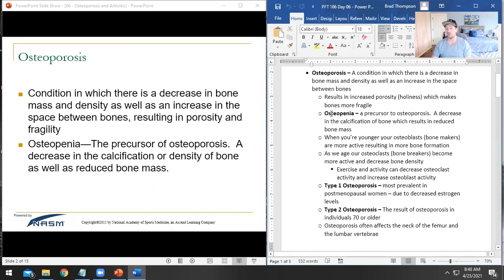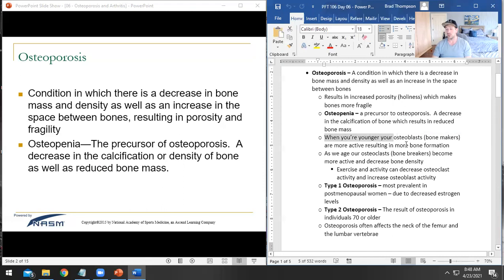Now, the precursor to osteoporosis, when you're generally trying to catch this, is osteopenia, which is a different term that you'll sometimes hear. Basically, it's a decrease in the calcification of your bone. Osteopenia is where your osteoblasts are not as active and your osteoclasts are much more active, which eventually will lead to this kind of flat, low density number, which would be considered osteoporosis. So we want to make sure that our skeletal system is nice and dense. If it's not dense, it's going to be much more likely to fracture.